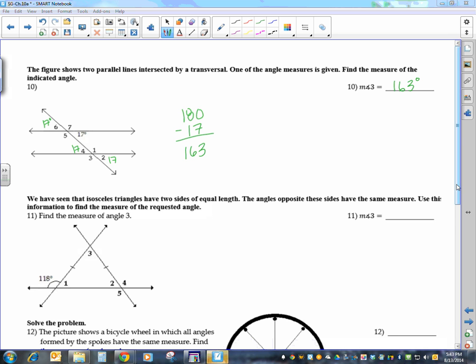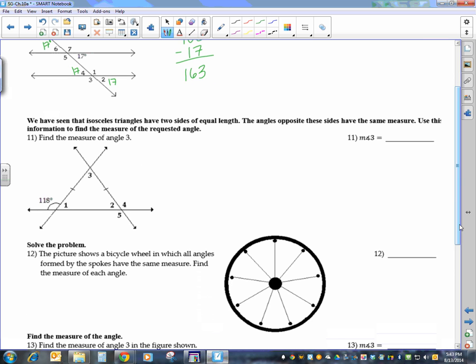Okay? In a similar fashion, we have an isosceles triangle. We've seen that isosceles triangles have two sides of equal length, so they're marked for you in the figure. The angles opposite these sides have the same measure. Use this information to find the measure of the requested angle. Again, the measure of angle 3.